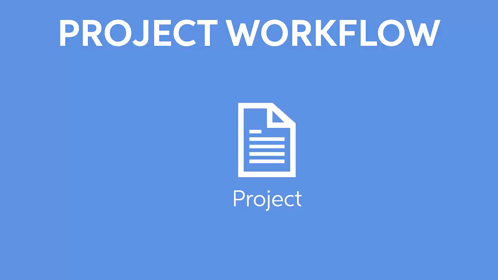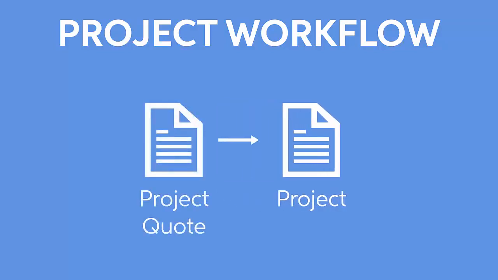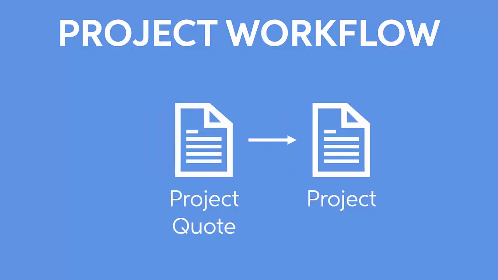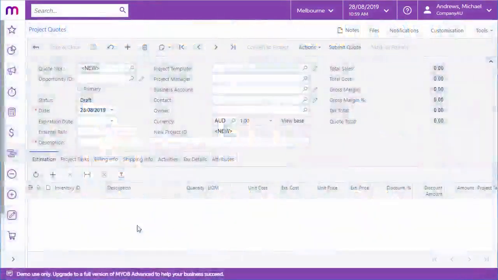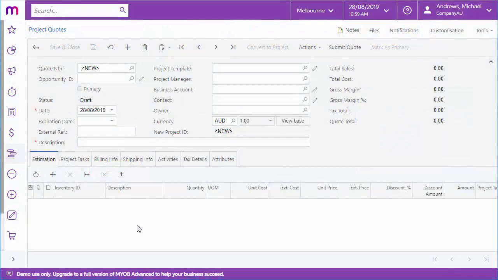You also have the option of generating a project quote, which is then converted into a project. And if you're using advanced customer management features, you can start the process from an opportunity, which is used to create a quote and then a project. Starting in version 2019.1, MYOB Advanced lets you create a project quote in advance of creating an actual project.